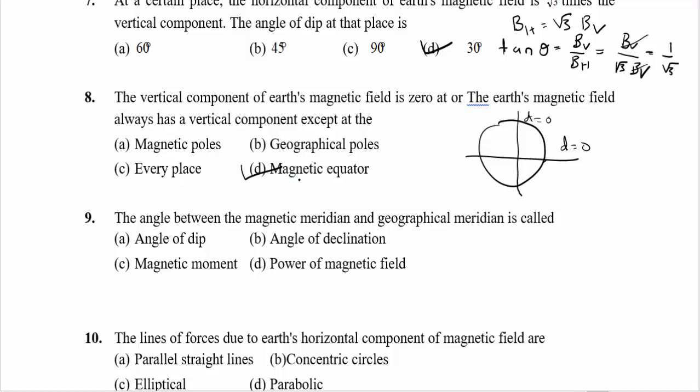At the magnetic equator of the Earth, the vertical component is 0. Because there is no vertical component, only horizontal present. So next question, 9th. The angle between magnetic meridian and geographic meridian. Simple question. The angle between magnetic meridian and geographic meridian is angle of declination. Angle of declination is defined as angle between magnetic meridian and geographic meridian. So next question, 10th one.